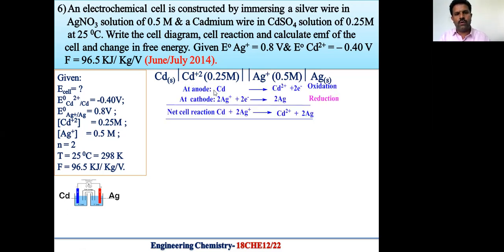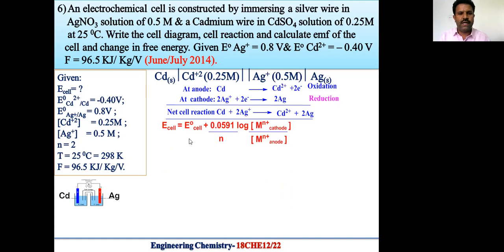So at anode, oxidation reaction occurs. Here cadmium undergoes oxidation because it is an anode and releases 2 moles of electrons. Simultaneously at cathode, the 2 moles of silver ions react with the released electrons and become 2 Ag. Net cell reaction: cadmium plus 2 Ag+ ions gives rise to Cd2+ plus 2 Ag.